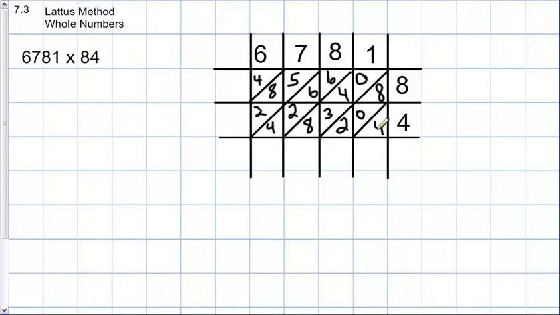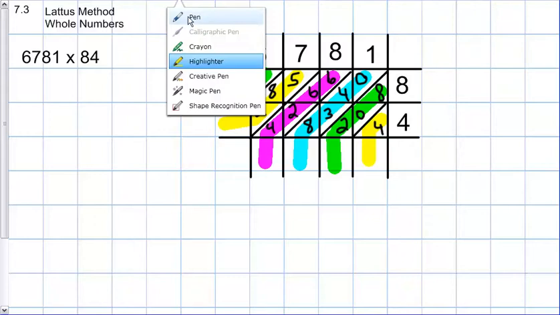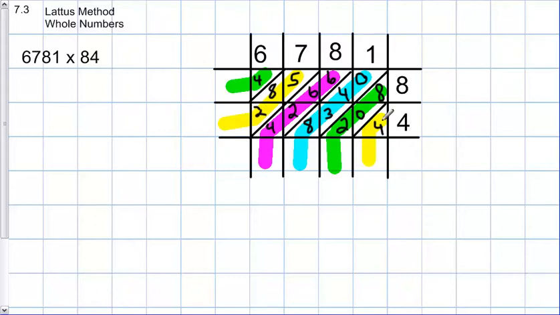Now here's the fun part. I get to add, because remember, multiplication is just a bunch of multiplication, then we add. So I'm adding, and why am I highlighting? Because we add down the diagonals. So what I highlight is what I add. And we'll get to what happens when we carry in just a minute.